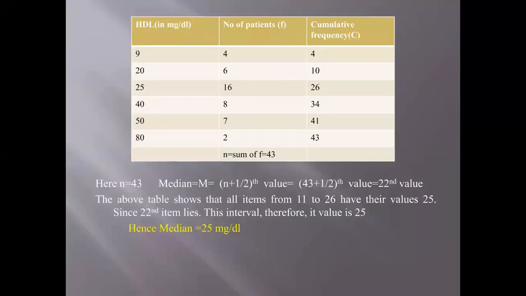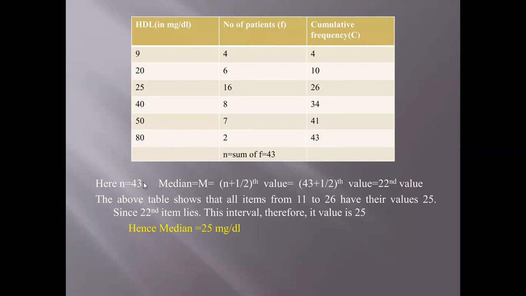So here you have to arrange this in a particular order, either in ascending or descending order. So the ascending order will be 9, 20, 25, 40, 50, and 80. The corresponding frequencies you have to rearrange here: 4, 6, 16, 8, 7, and 2. So the sum of the frequencies will be 43. So you have to calculate the cumulative frequency.